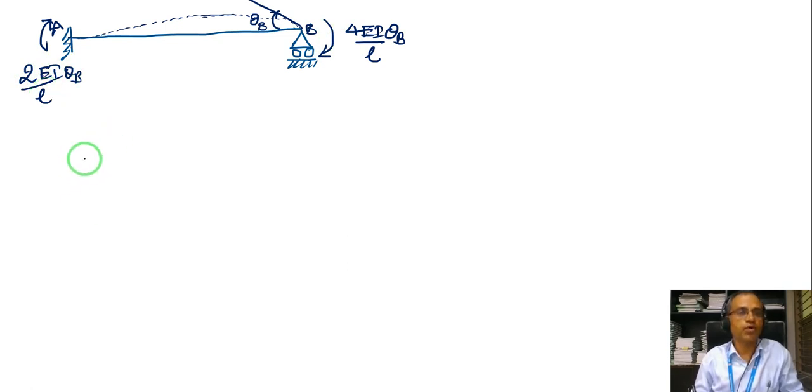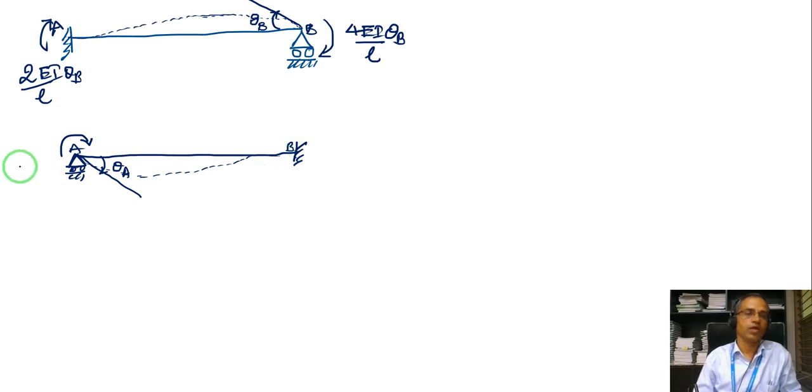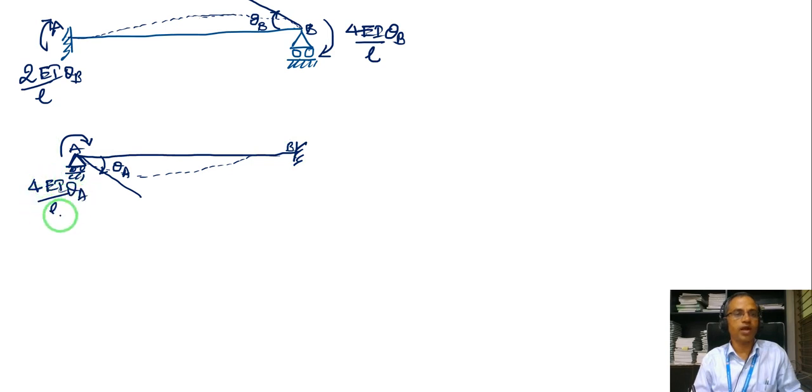Now if support A is hinge and support B is fixed, let us say, this is a general condition, and if you apply a unit rotation or a rotation of theta here at support A, if I draw a tangent here, so this rotation is theta A. The moment produced is 4 EI theta A by L, and the moment transferred at support B is 2 EI theta A by L.